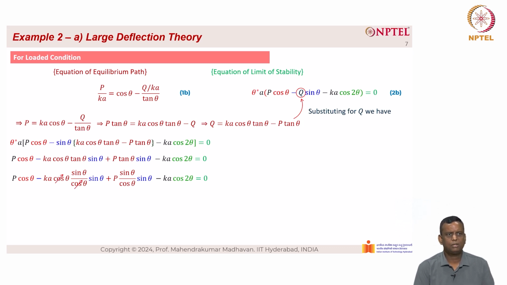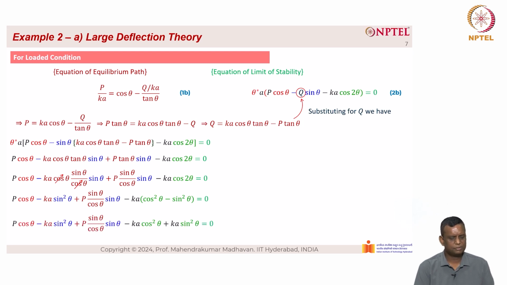We can say that p cos theta minus ka cos theta into sin theta by cos theta, which is actually the definition for tan theta, into sin theta plus p into sin theta by cos theta into sin theta minus ka cos 2 theta is equal to 0. We can cancel cos theta out here. So we get p cos theta minus ka sin square theta plus p sin theta by cos theta into sin theta minus ka into cos 2 theta, which can be expanded as cos square theta minus sin square theta.